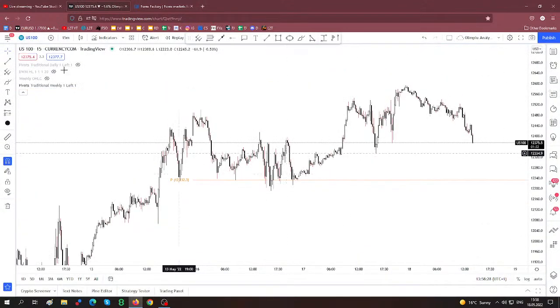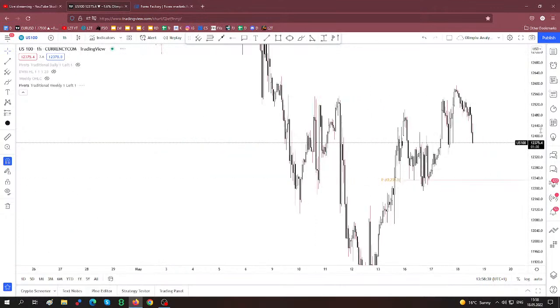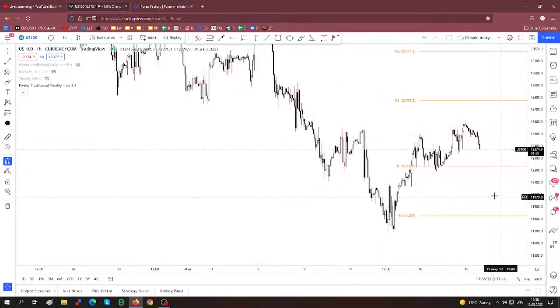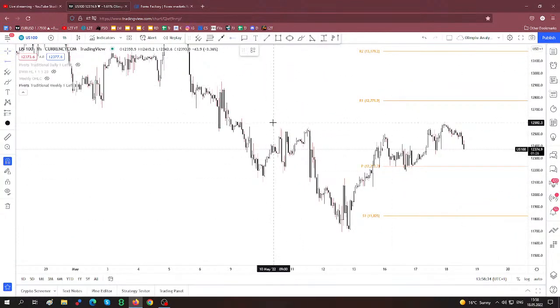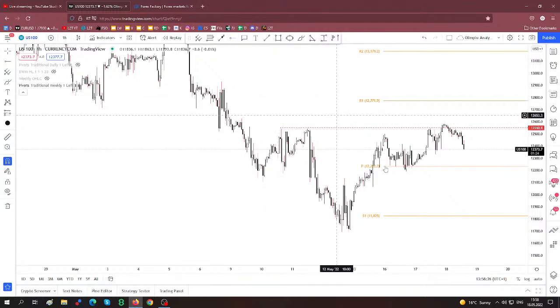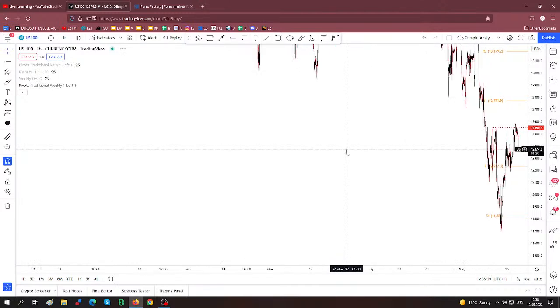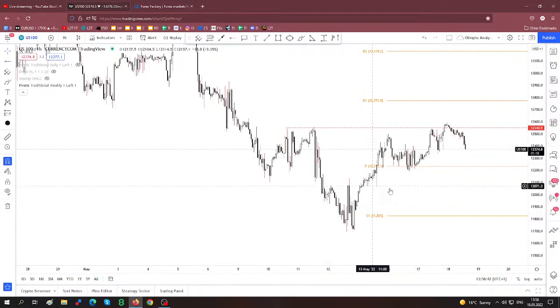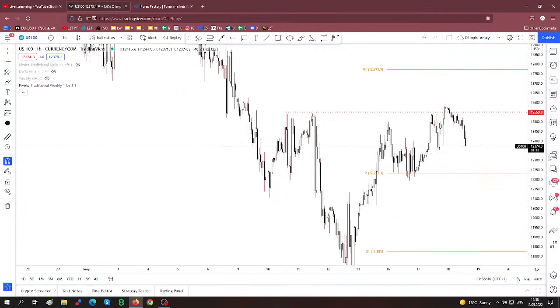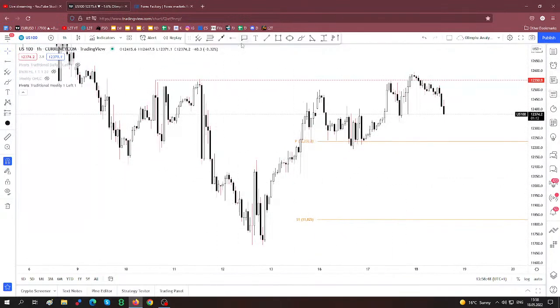Okay, US 100, sell off here as well, after reaching these former highs as key levels, as resistance, upside obstacles. So right now sell off after its false breakout.